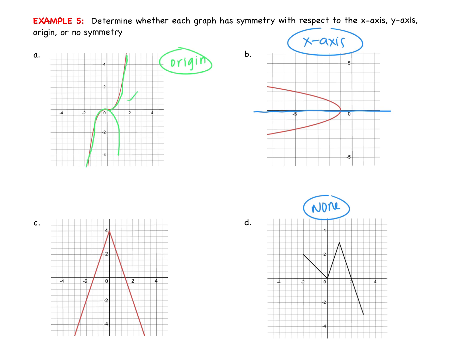And C? Okay, Alexia? Y-axis, thank you. Y-axis. If we draw a line down the y-axis, our two halves will fall right on top of each other. And that's it.